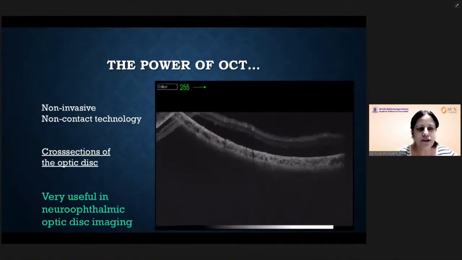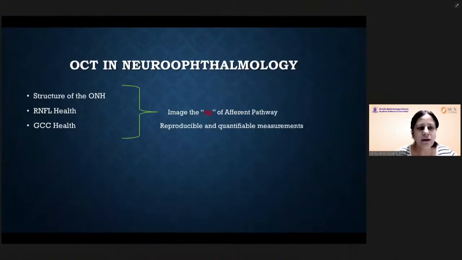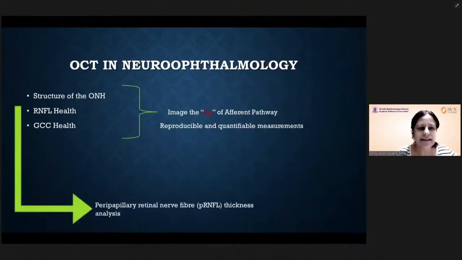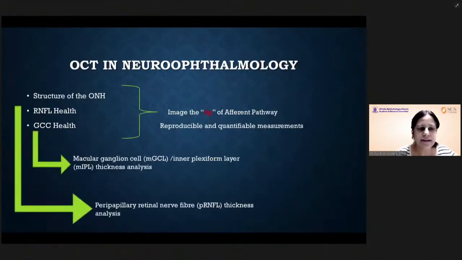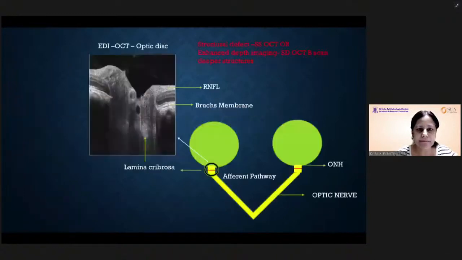It gives beautiful cross-sections of the optic disc. We can look at the structure of the optic nerve head. We can study the peripapillary RNFL health. We can look at the ganglion cell health. The high definition OCT, either using EDI or the spectral domain OCT or the swept source OCT machine, can give us the different segments of the retina, the peripapillary retina, the structure, and we can look deep till the lamina cribrosa right underneath the optic disc.